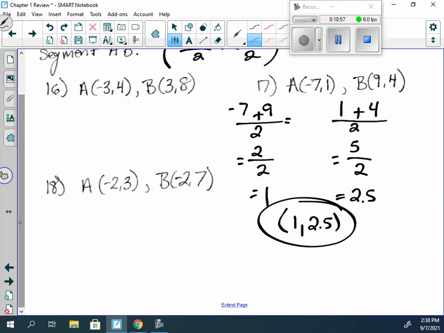Any other questions on 16 or 18? Either one that y'all need to see done. So we could have used 2.5 or 5/2. That will give us the exact same answer. Are we good with 16 and 18?